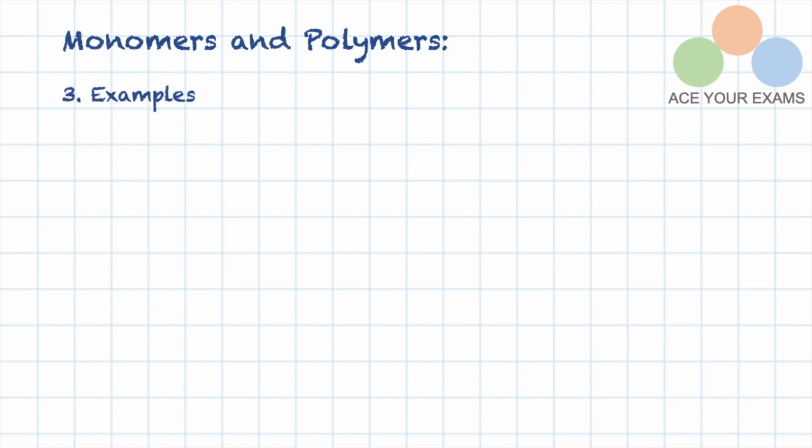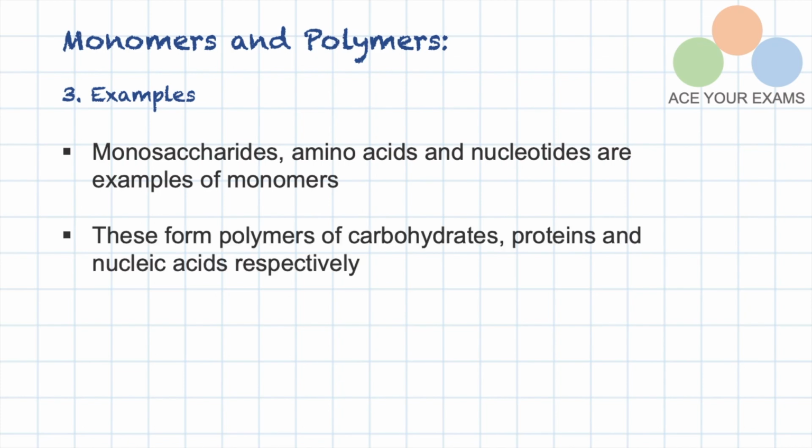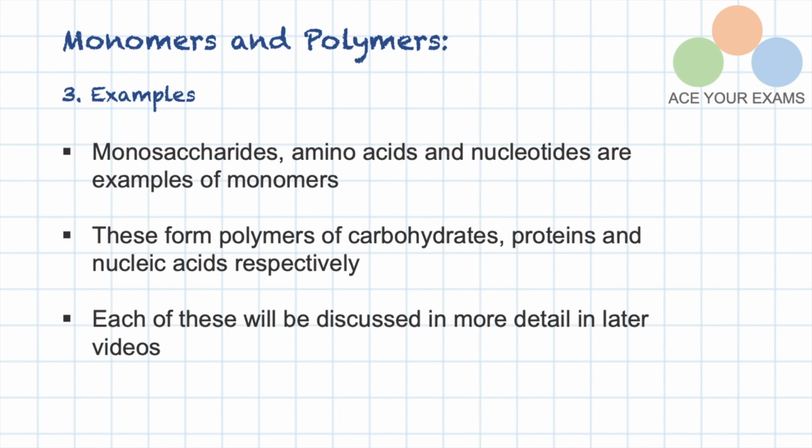So now to briefly discuss some examples. Monosaccharides, amino acids and nucleotides are all examples of monomers. These form polymers of carbohydrates, proteins and nucleic acids respectively. Each of these will be discussed in more detail in later videos. I feel like there's a lot of dusting over things in this video, but what is important is that you understand the concept, and the specifics will be explained later on.